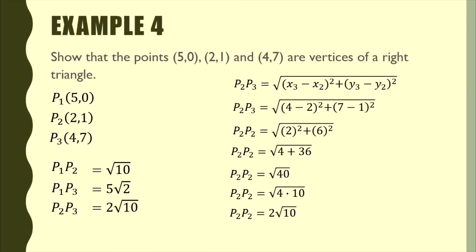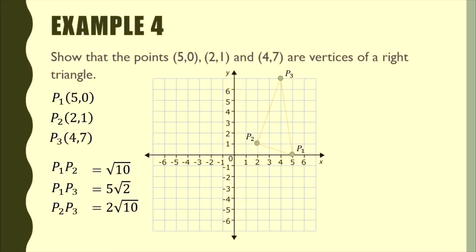Next is we'll try to see if this will satisfy the Pythagorean theorem. Now if you will look closely, p sub 1 to p sub 2 has measurement of square root of 10. P sub 1 to p sub 3 has a measurement of 5 square root of 2. And p sub 2 to p sub 3 has a measurement of 2 square root of 10. Now we already have the measurement of the sides of our triangle. Now we will substitute these values in our Pythagorean theorem.